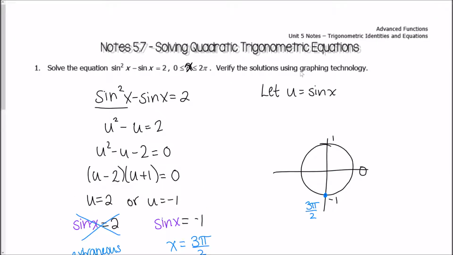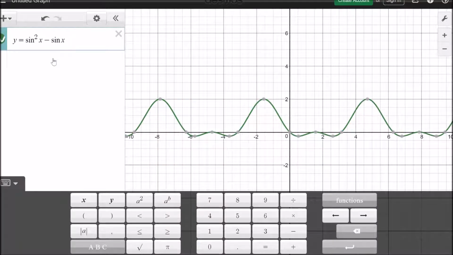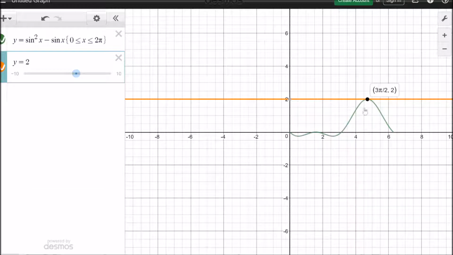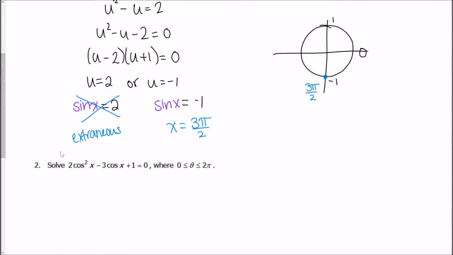Okay? So now if I want to verify the solutions using graphing technology, I'm going to graph y equals sine squared x minus sine of x right here, but I want it to only be from 0 to 2 pi, and make sure that you put these in bracket notation right here. And then I'm also going to write y equals 2 for my other equation, and I'm going to see where they intersect, and they intersect at the x value of 3 pi over 2, which is why 3 pi over 2 is our solution right here.